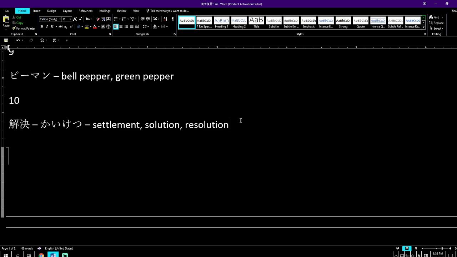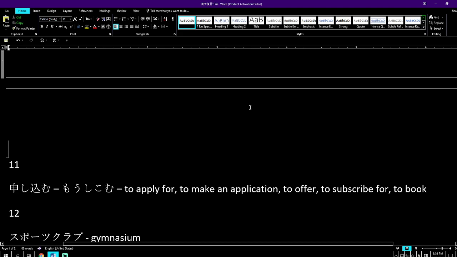Kaiketsu is a resolution or a settlement. Kaiketsu is a settlement or a resolution. To solve a matter by decision is kaiketsu. Kaiketsu desu. Number 11 is moushikomu, or to apply for something, to make an application for something, or to book something.